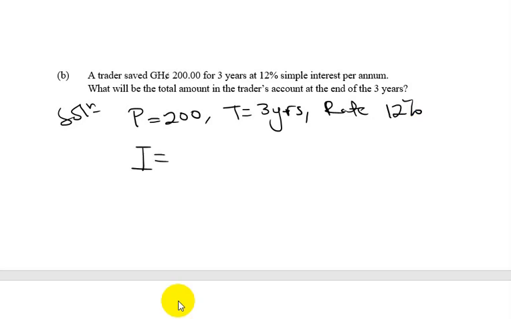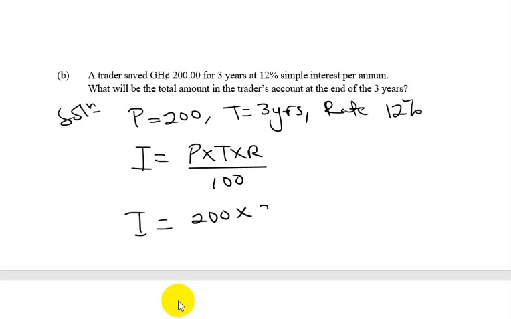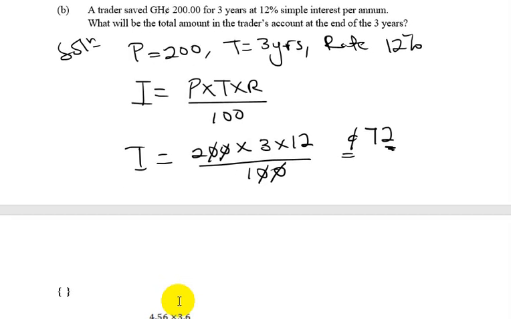So our interest will be, we know it's principal times time times rate, all on 100. So we are going to get our I being equal to 200 times 3 times 12 all on 100. So cancel these 2 zeros with these 2 zeros. Now we multiply. 2 times 3 gives us 6. 6 times 12 gives us 72. So for the 3 years, the interest that the trader will get is 72.